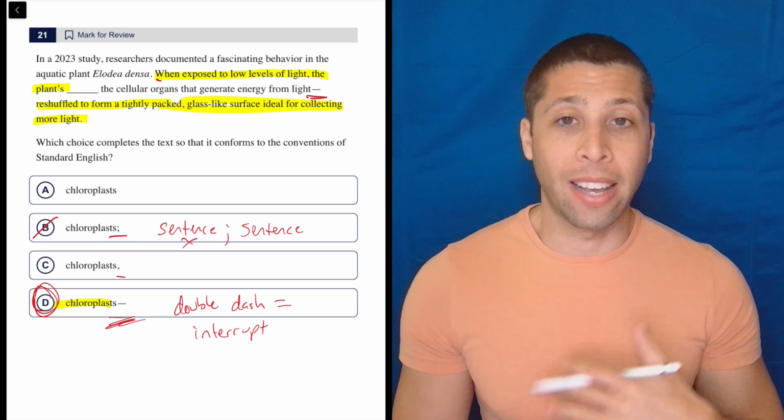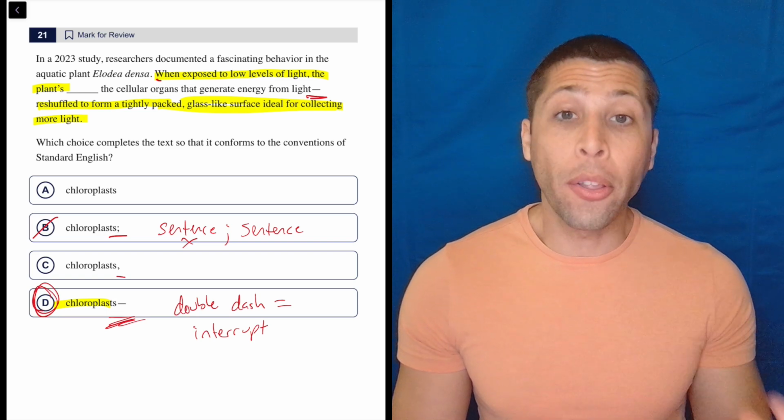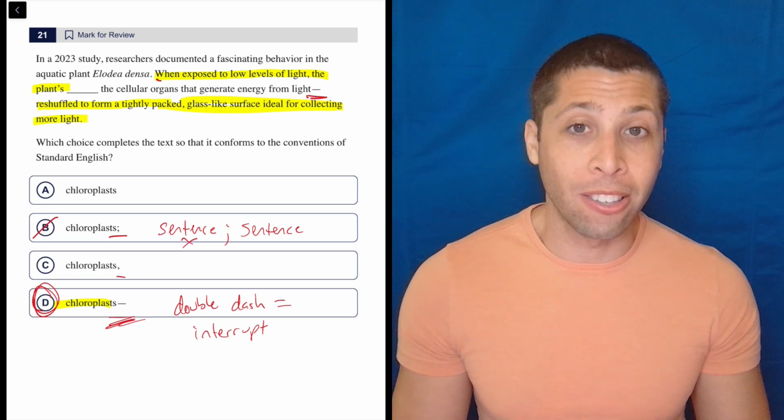But in this case, like I said, I noticed the dashes first, but in other cases, looking at the semicolon might be the easier thing to do first.